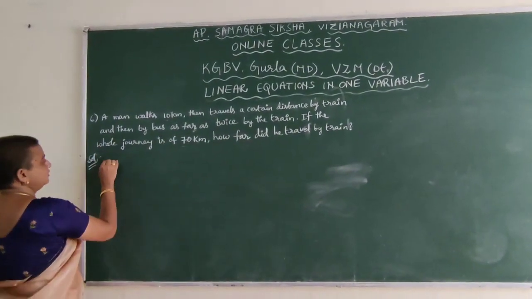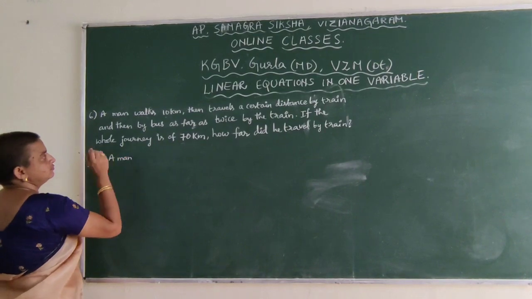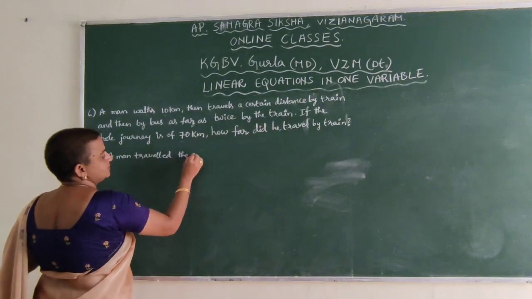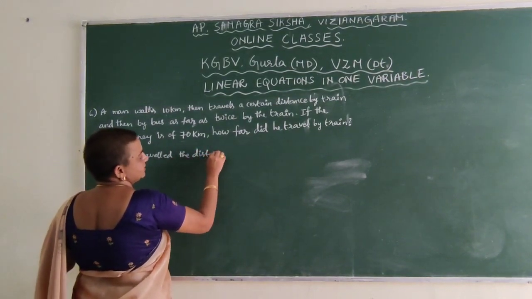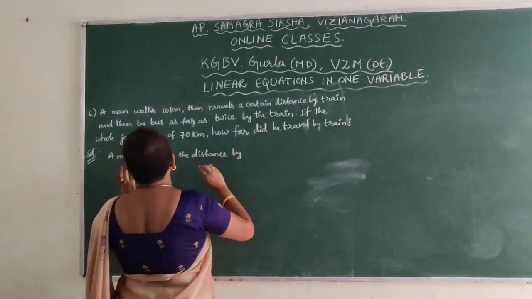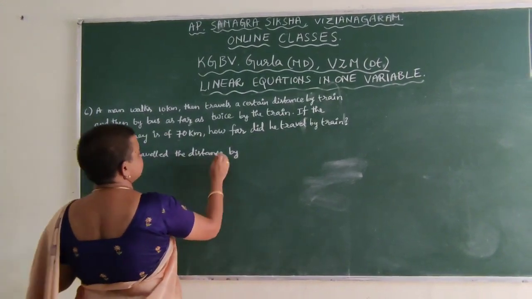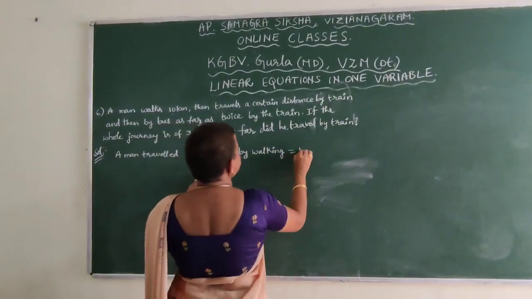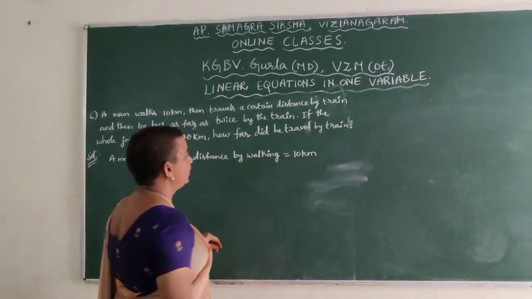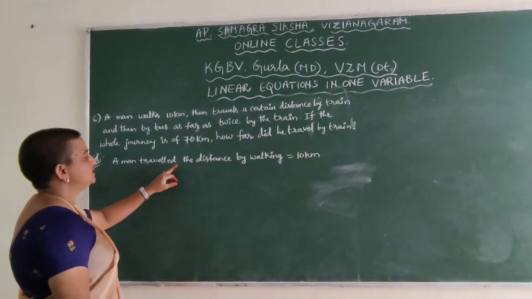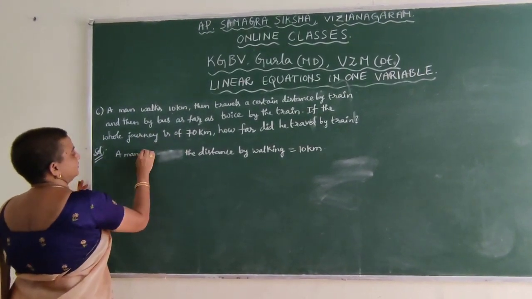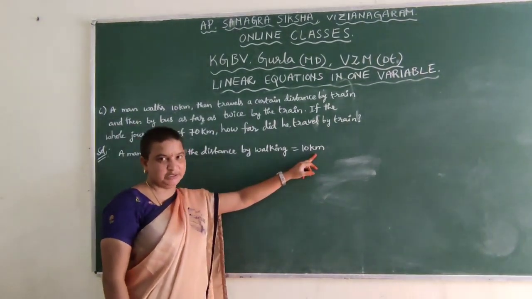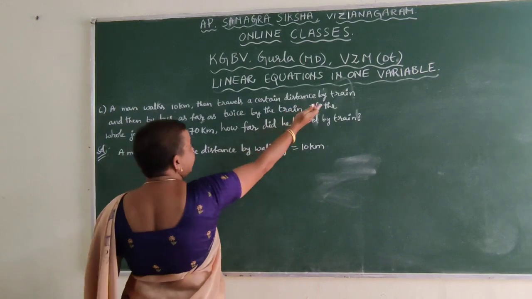A man traveled the distance by walking, equal to 10 kilometers. A man covered the distance by walking is 10 kilometers. Then he travels by train.